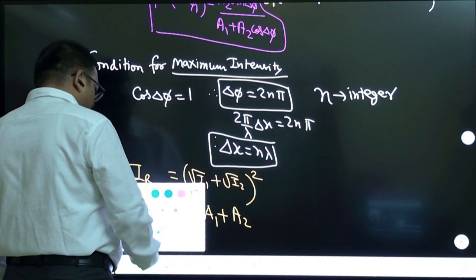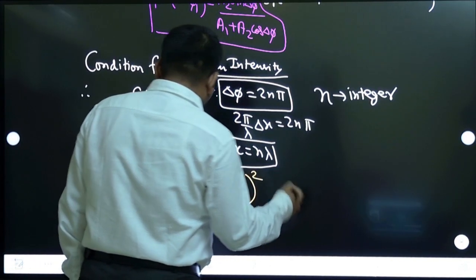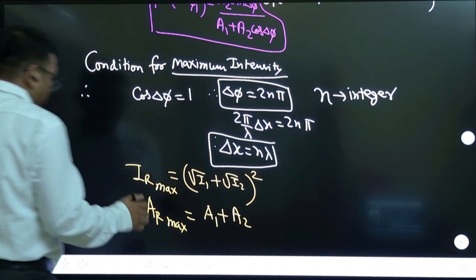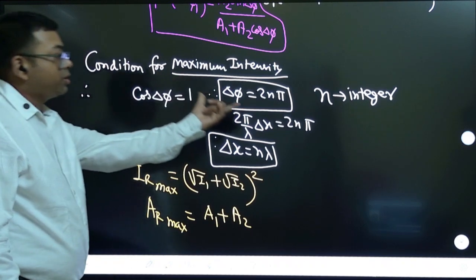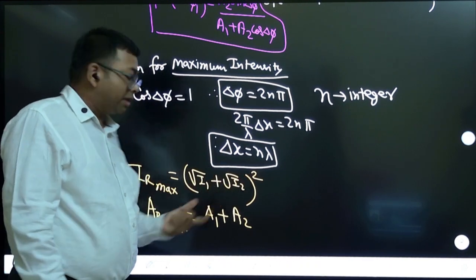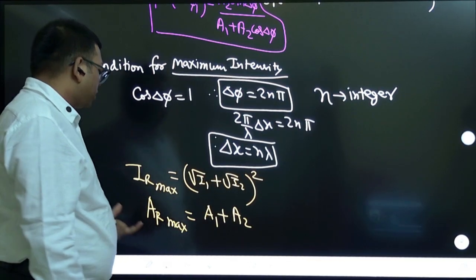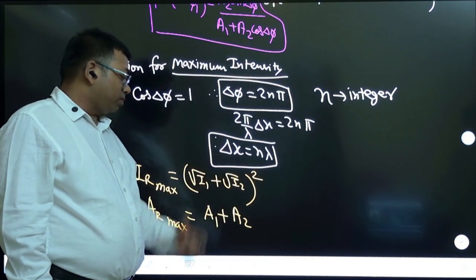Similarly, we'll also calculate the condition for minima. Okay, so this is the maxima condition. Maxima condition means phase difference 2nπ, path difference nλ, intensity maximum (root I1 plus root I2) whole square, resultant maximum, right?